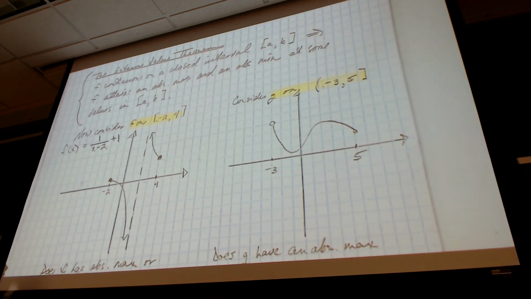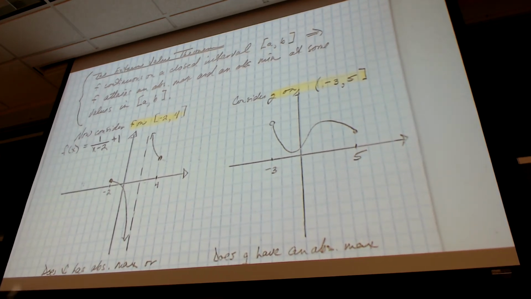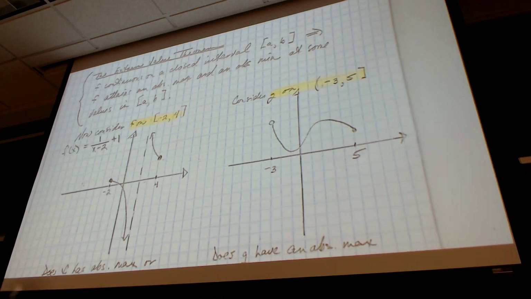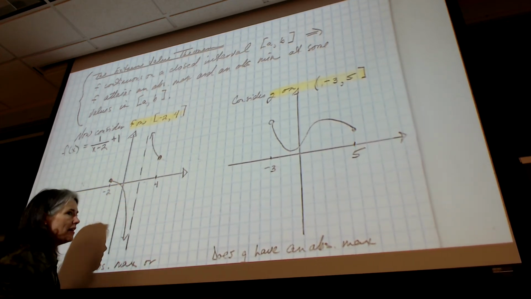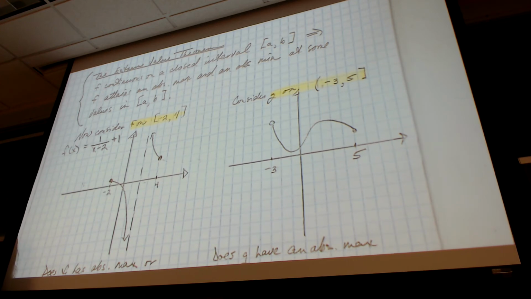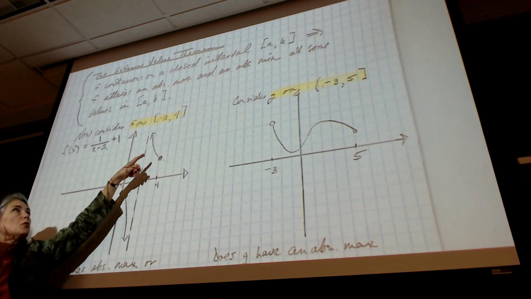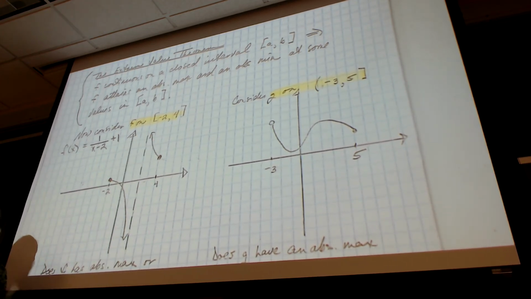Now, taken as a whole, does this have a global max? No. Taken as a whole, does it have a global min? No.